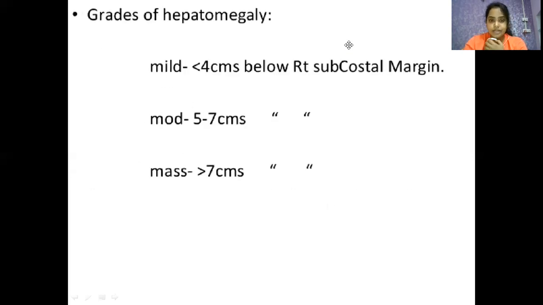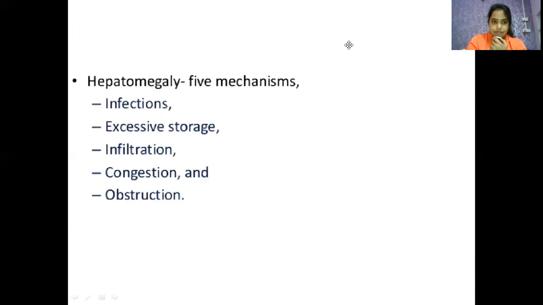Now, grades of hepatomegaly. It is very important. We have to grade it. Mild hepatomegaly is less than 4 centimeters below the right subcostal margin, moderate hepatomegaly is 5 to 7 centimeters below the right subcostal margin, and massive is more than 7 centimeters below the right subcostal margin. Hepatomegaly is caused by 5 mechanisms: infection, excessive storage, infiltration, congestion, and obstruction.